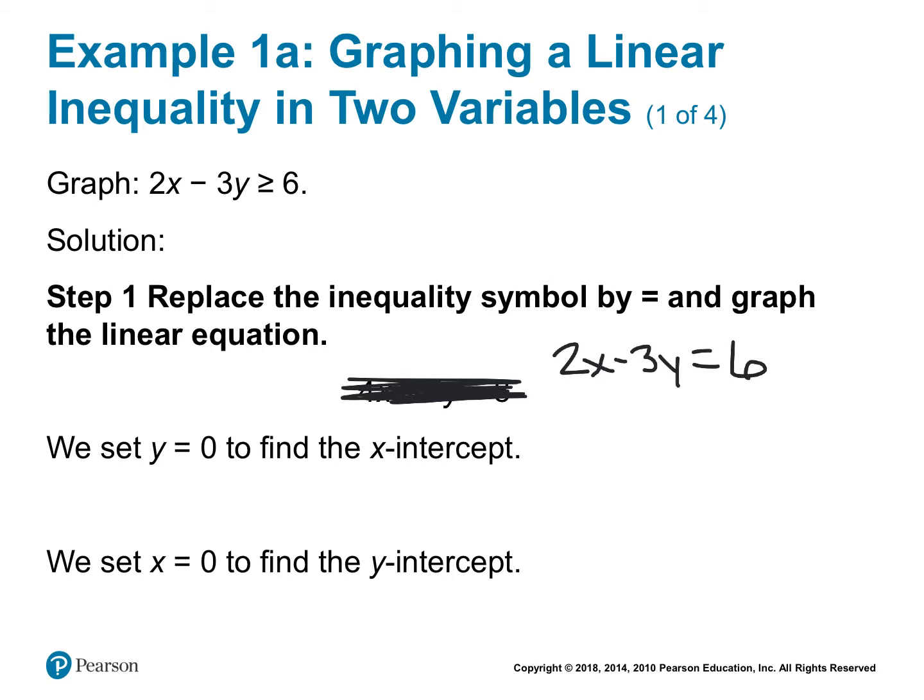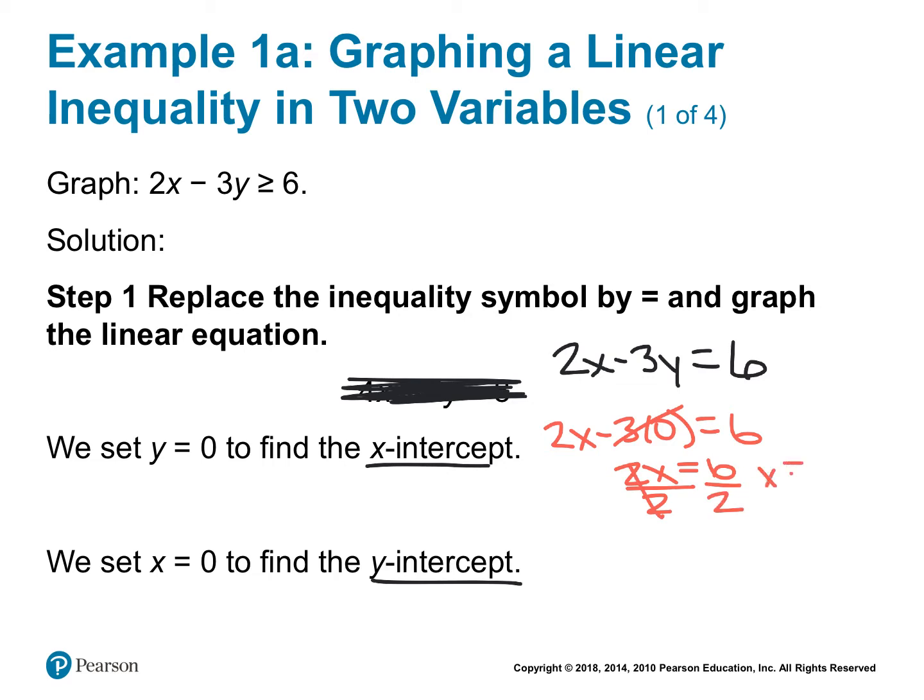So one way to do this is to change it into slope-intercept form. Another way is to find the x-intercept and the y-intercept. So to find the x-intercept, you want to know when the y is 0. That will tell you where it hits the x-axis. So I'll go ahead and replace the y with a 0. So that just leaves us with 2x equals 6. So the x is 3 when the y is 0. So that is our x-intercept.